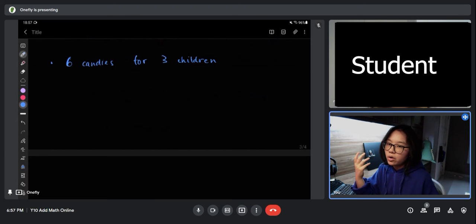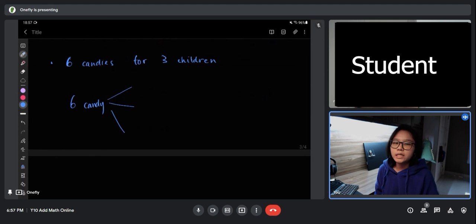Let's just say all the 6 candies are different. To put it in a more understandable context, I have a bowl of 6 candies. There are 3 children that are going to pick these candies and they are going to evenly distribute them. So each of them will take 2. Just imagine one bowl of candy, every child picks 2. What are the possible combinations?